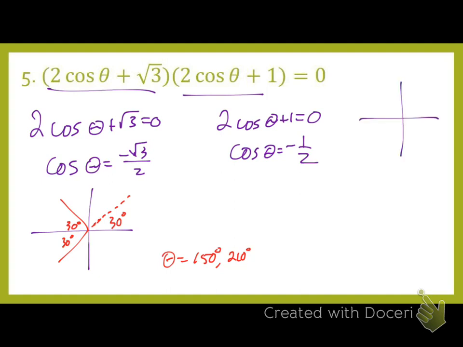Again, what quadrants is cosine negative? That's 2 and 3. So same deal. I need to know what angle is the value of cosine 1/2, and that's going to be 60. 60 degrees becomes our distance from the horizontal. So for two more solutions, I got to take 180 minus 60 and get 120, or 180 plus 60 and get 240. And there are my solutions.